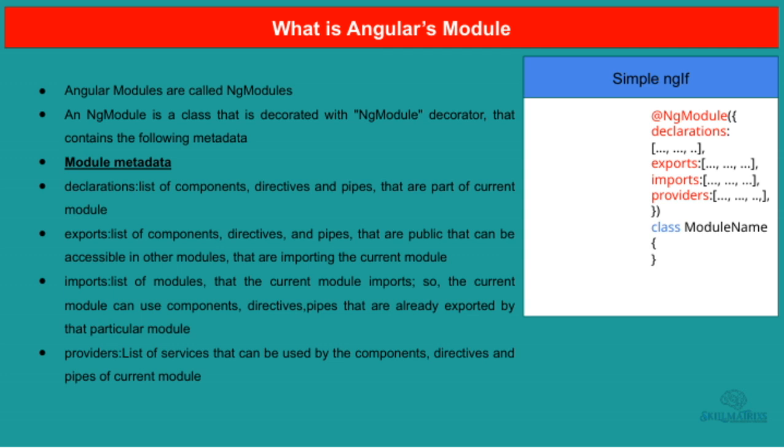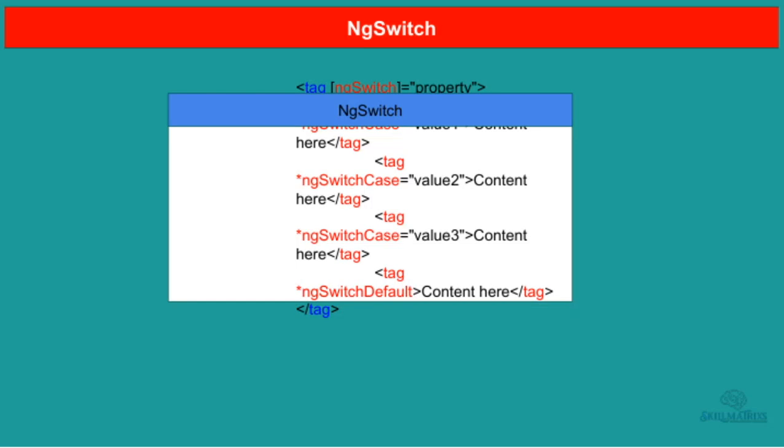Let's talk about Angular's modules, starting with the basics. Modules are essentially collections of components, directives, and pipes. Think of them as organized containers that group related pieces of your application together. Now, what is the main purpose of these modules? Well, they help us organize our code in a logical way, making our applications easier to manage and scale.